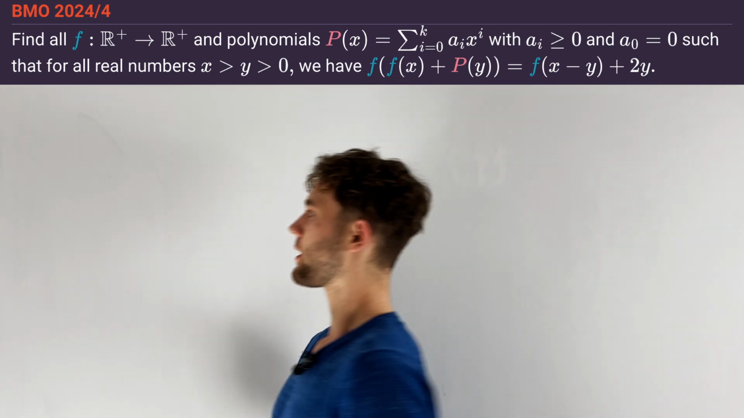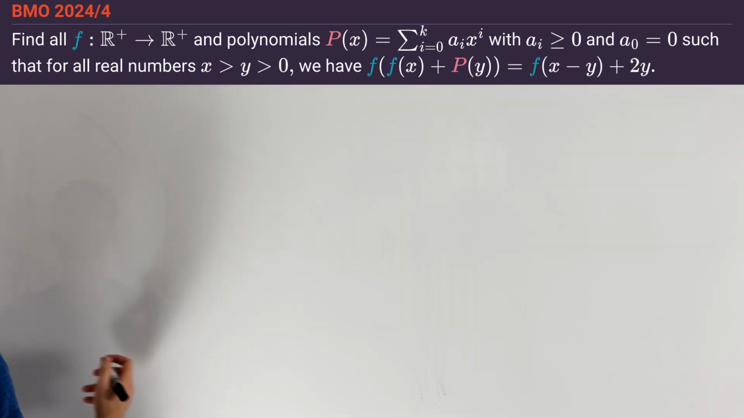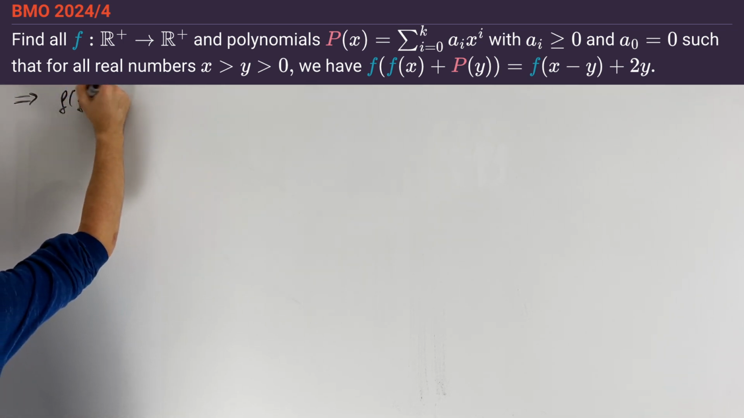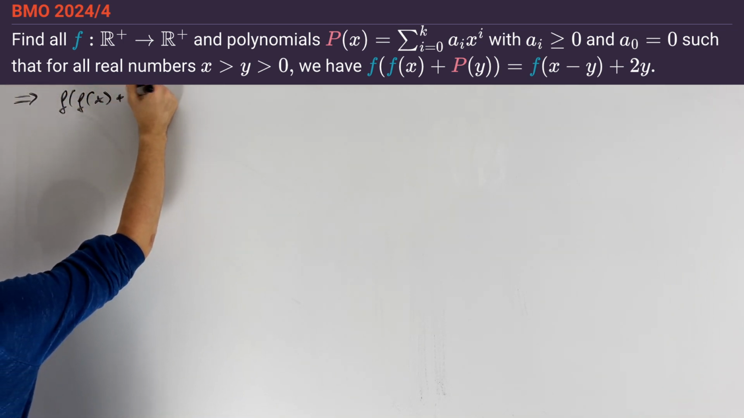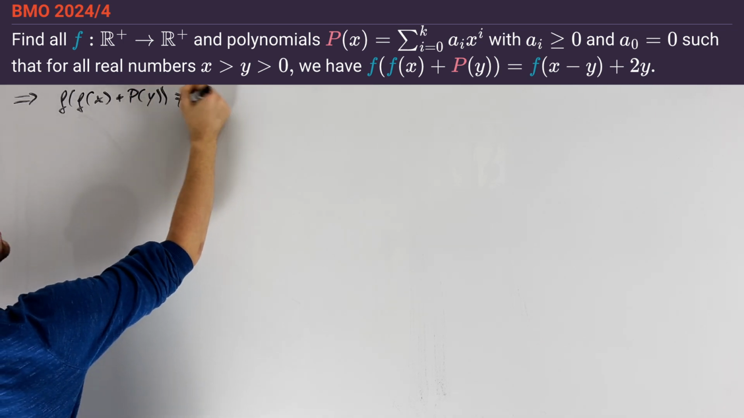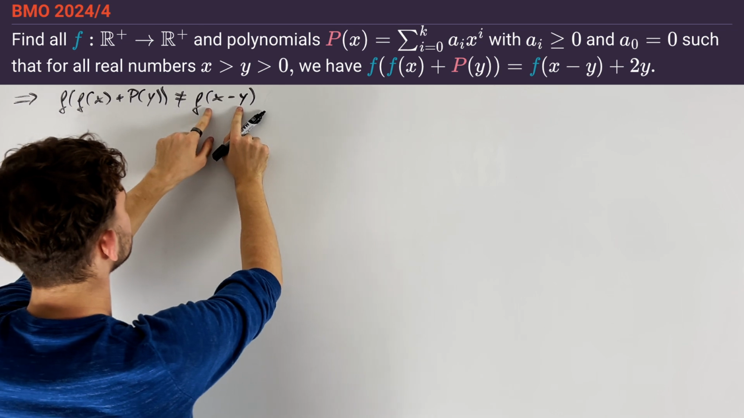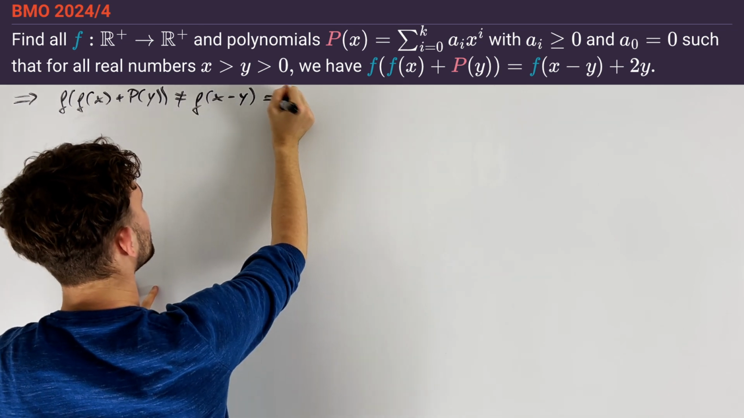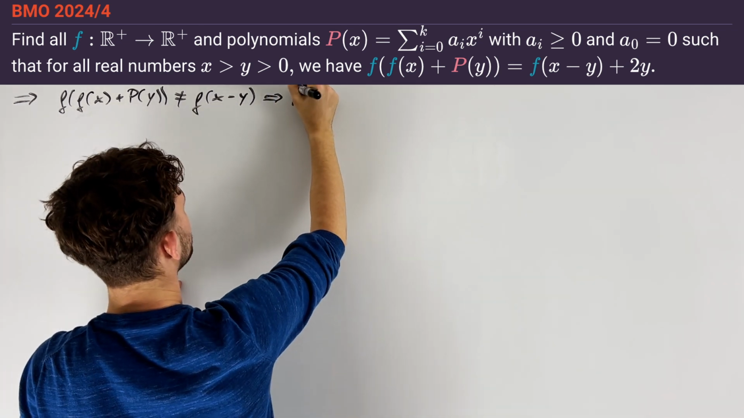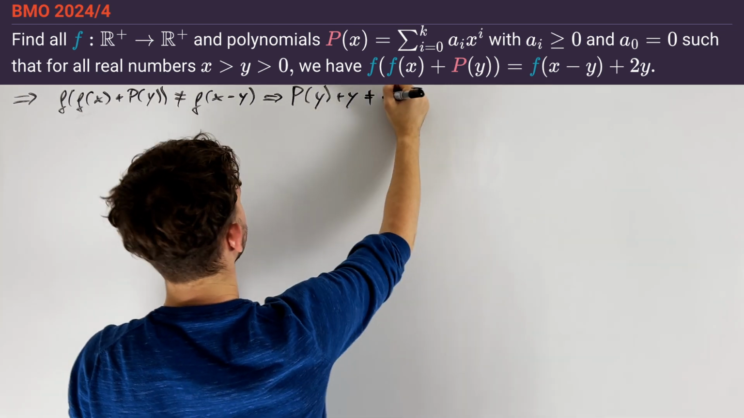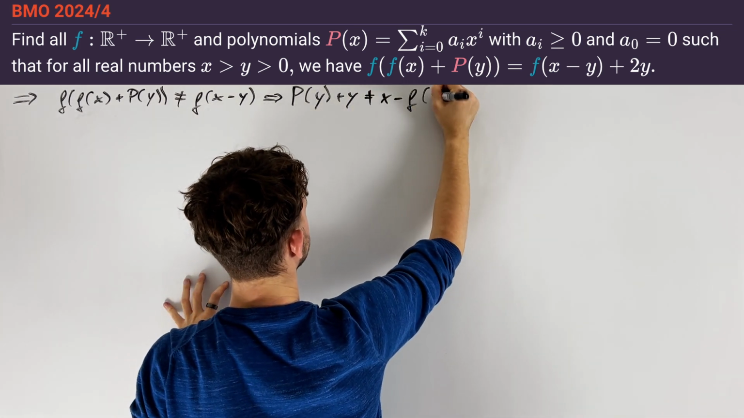First, I want to note that 2y is positive and in particular not 0, which implies that f of x plus p of y is not equal to f of x minus y. Therefore, these arguments are also not equal, which we can rearrange to p of y plus y is not equal to x minus f of x.